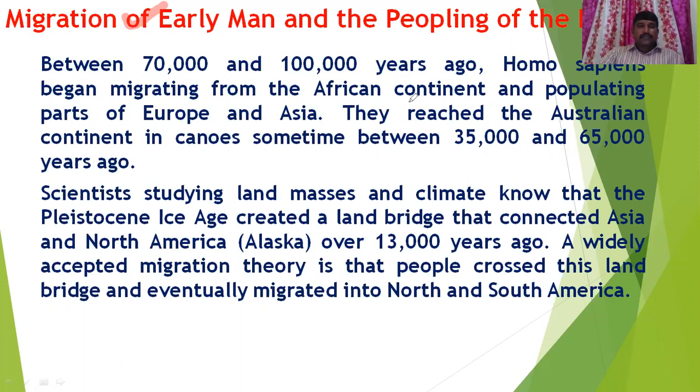Several scientists studying the land masses and the climate know that the Pleistocene ice age created a land bridge that connected the continent of Asia and the continent of North America, that is, the part of Alaska, over 13,000 years ago. A widely accepted migration theory is that humans crossed this land bridge and eventually moved into the North and South American continents.